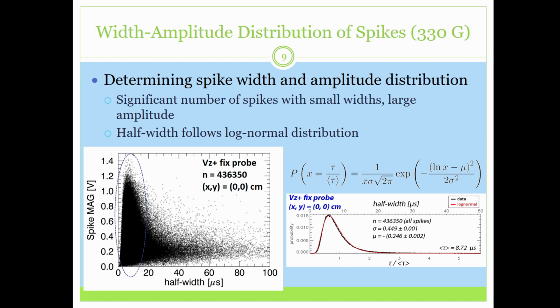On the left of the plot, a large number of spikes have small widths and large amplitudes, which corresponds to the spikes we saw in the previous slide. The rest of these spikes may be small amplitude spikes, which were picked up by our spike counting program. It is interesting to note that the spike's half width follows a log normal distribution, as shown in this plot.